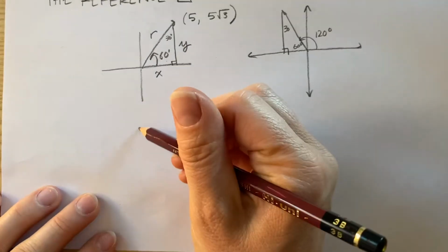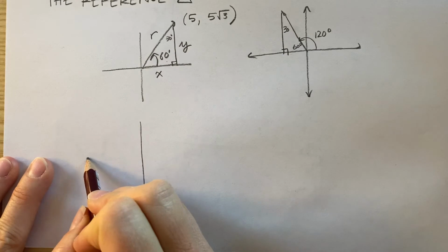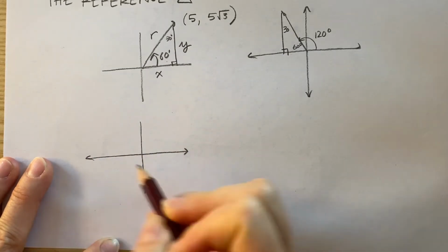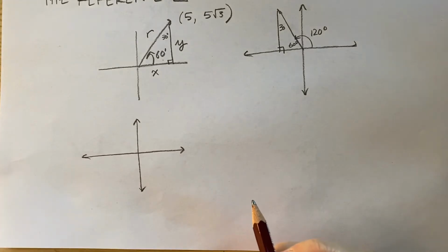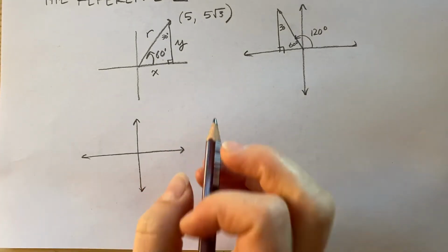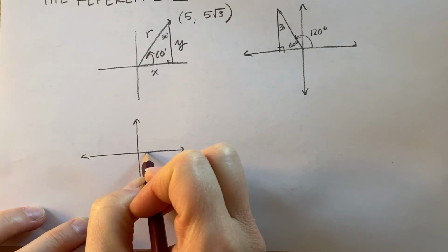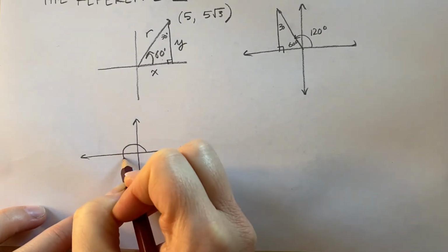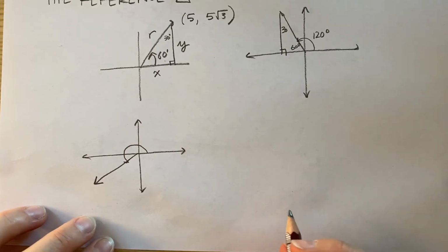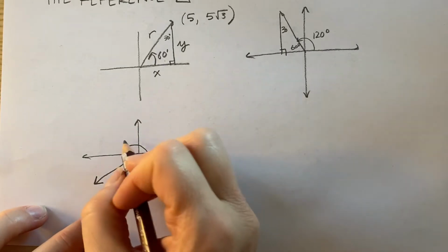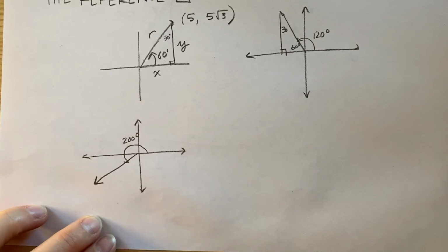But what about reflex angles? What about angles that are greater than 180 degrees? Well, the same stuff applies, but the reference triangle is a little different to figure out. Let's say we have a 200 degree angle. Not all our angles are going to fit our 30, 60, 90 and our 45, 45, 90. Let's say this is 200 degrees.